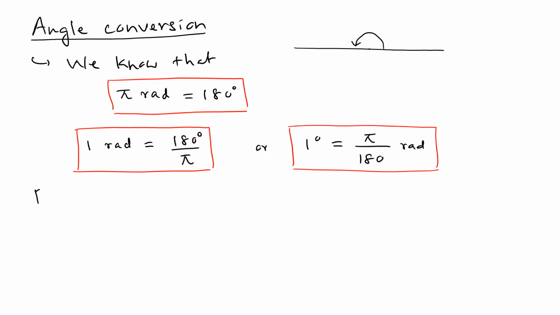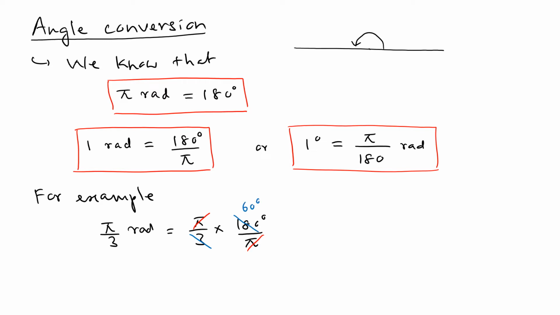For example, let's say we have pi over 3 radians. What we're going to do is write pi over 3, and then we know that 1 radian is equal to 180 over pi. You can see it simplifies very well. Pi and pi get cancelled, and 180 divided by 3 is 60, so we get 60 degrees.